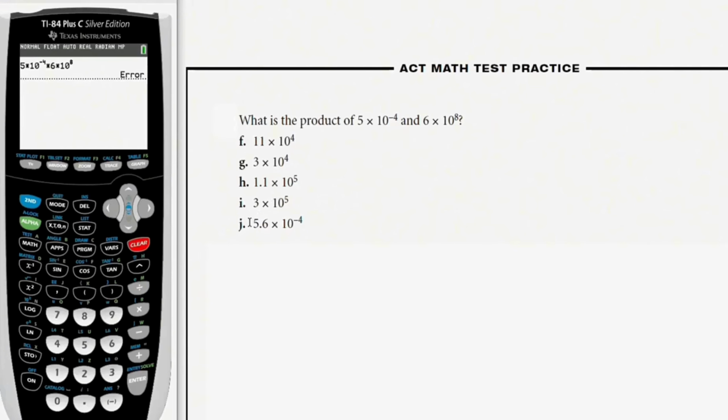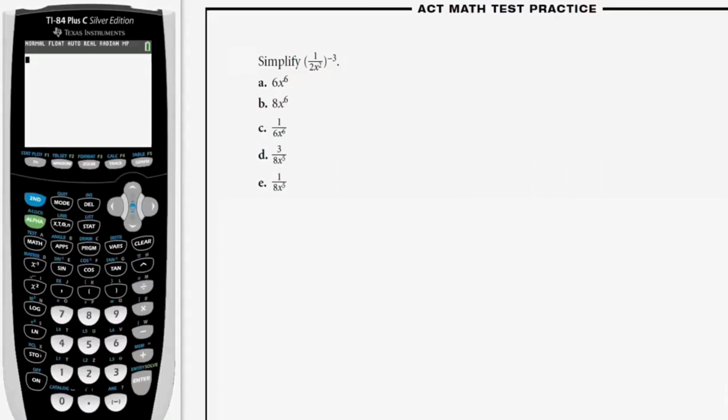Hope there's something interesting from this video. In this video, we're going to learn how to solve this ACT math question easily and fast using the TI-84 plus scientific calculator. Alright, so the question says simplify 1 over 2x square in brackets to the power negative 3. So the very first thing we have to do to solve this kind of problem will be to reset the calculator to put it in default mode.